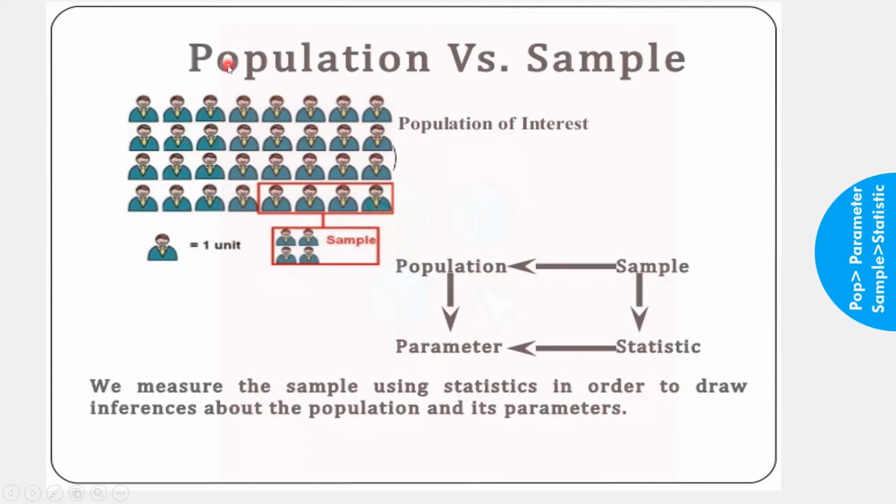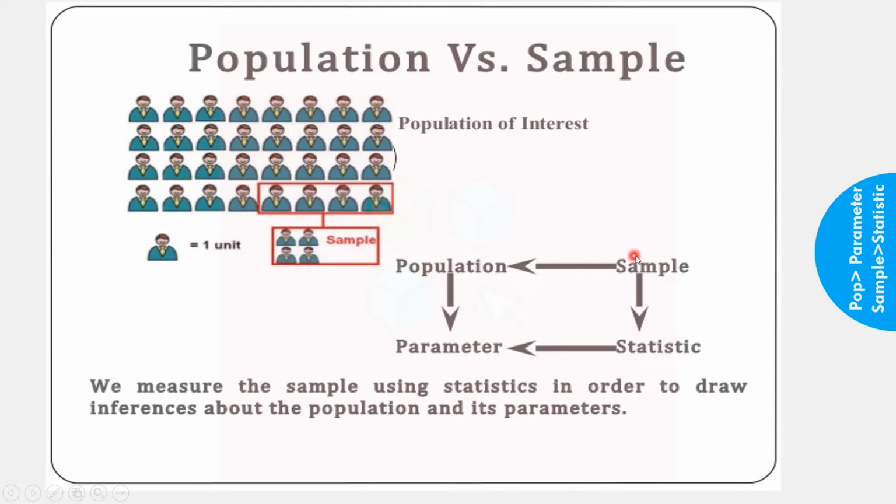Now we will discuss population and sample with respect to parameter and statistic. The bigger group is called the population, the smaller group is called the sample, and the single element is called the 1 unit.